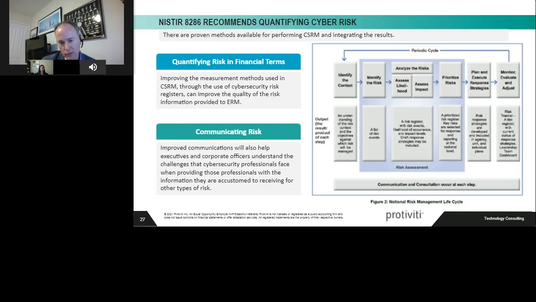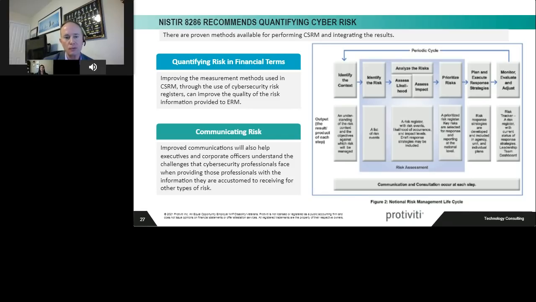This is the NISTIR version of the same slide. I don't love their slides, but it is a NISTIR presentation, so I wanted to share with you how NISTIR presented this. We spent a lot of time internally trying to translate NISTIR talk into something a little bit more digestible. But what they're trying to get at here is improving the measurements can improve the quality of the information.